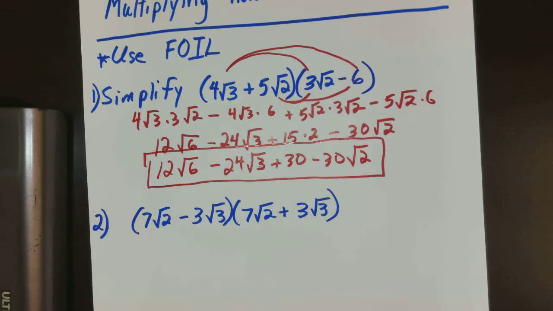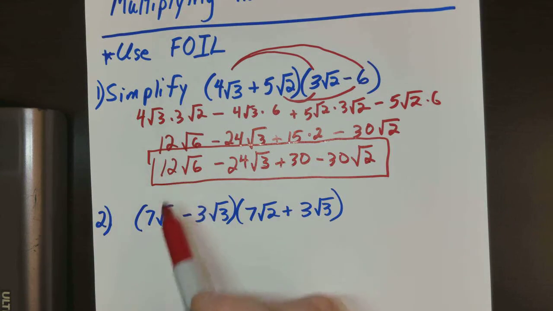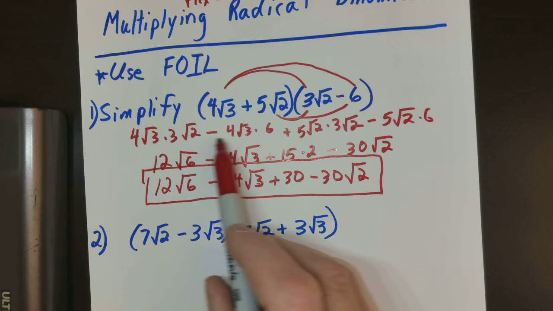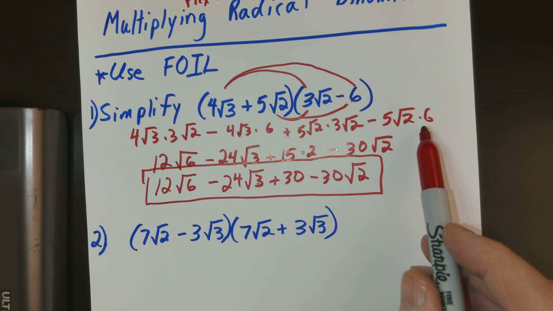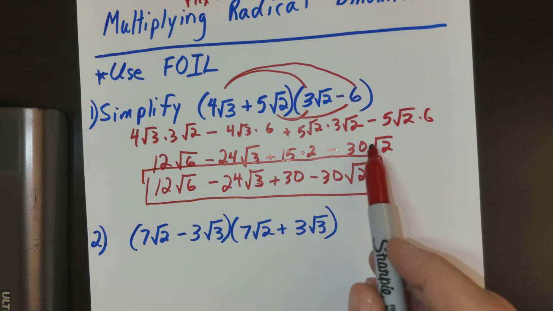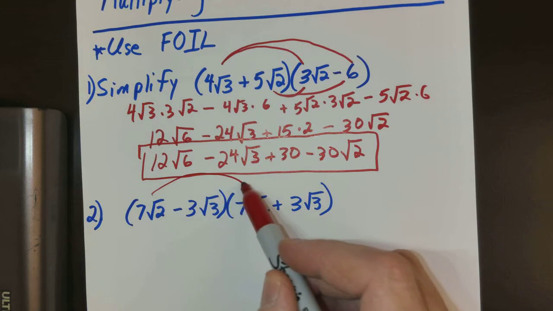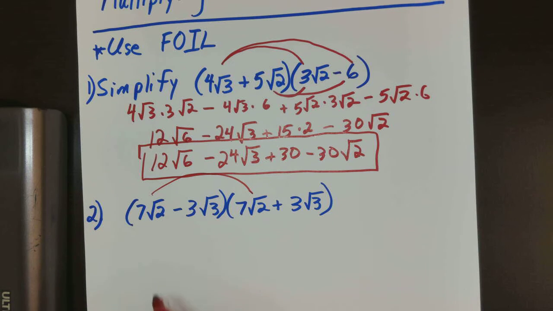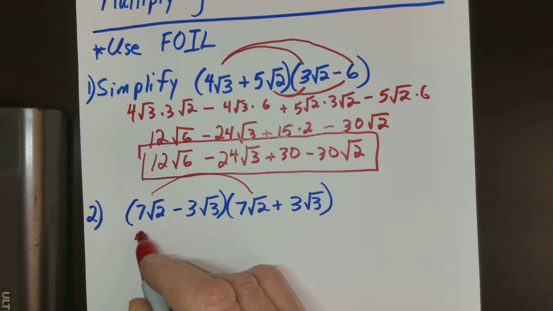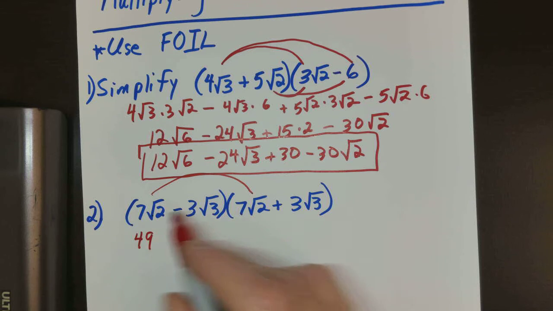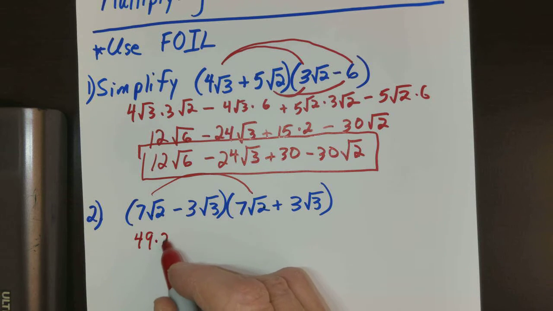All right, now the second example. I'm going to try to do this example without writing all this out on this one. See if you get this part. I want to try to go straight to that part here. So 7 radical 2 times 7 radical 2, that is 7 times 7 is 49. Square root of 2 times square root of 2 is 2.